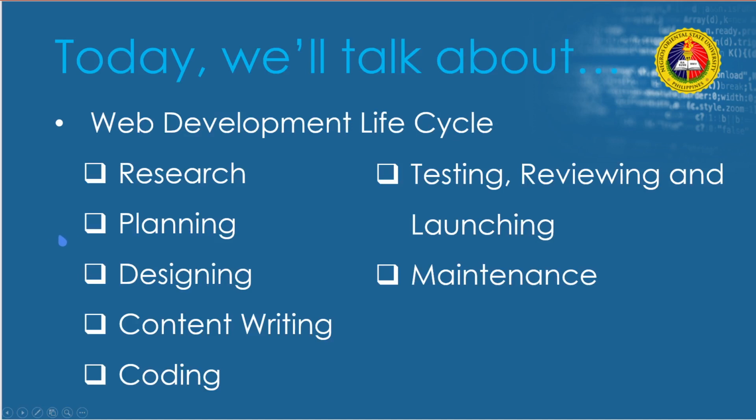Alright, today we'll talk about web development lifecycle. So there are, let's see, 1, 2, 3, 4, 5, 6, 7 phases or stages during the web development lifecycle. So you have research, planning, designing, content writing, coding, testing, reviewing, and launching, and maintenance. So these are the 7 stages on how a website is developed. So again, research, planning, designing, and so on. And we'll talk about each one of them today.